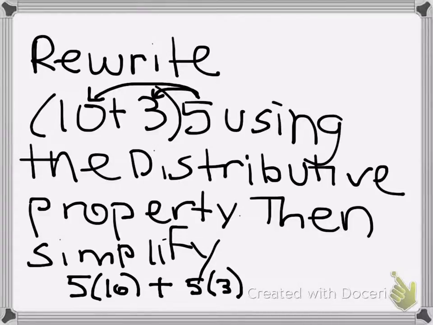Now I can simplify this more because I can multiply and then I can add. So I'm going to do 5 times 10 first and 5 times 3 first to follow order of operations. And I get 50 plus 15. So my final answer would be 65.